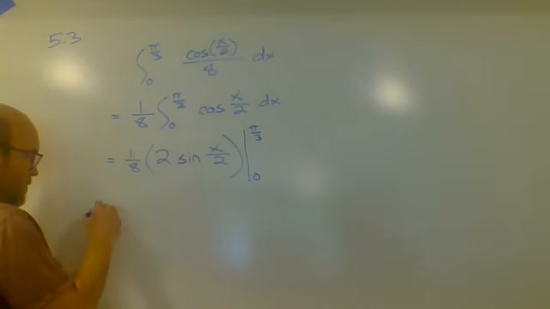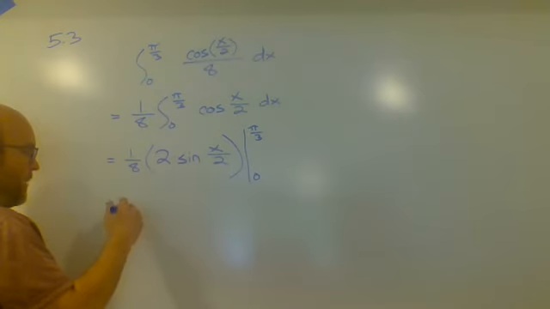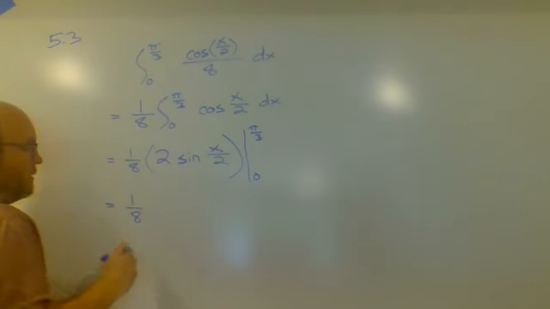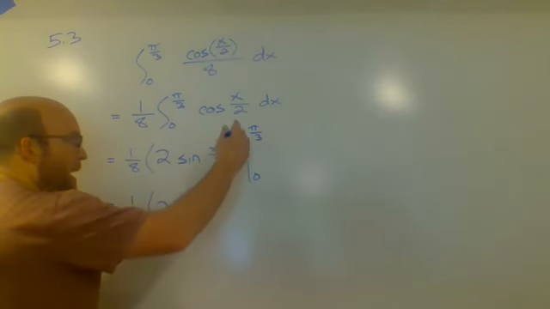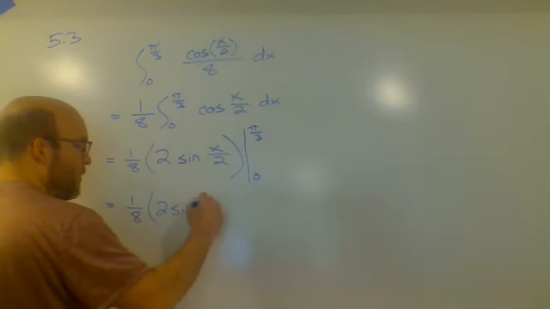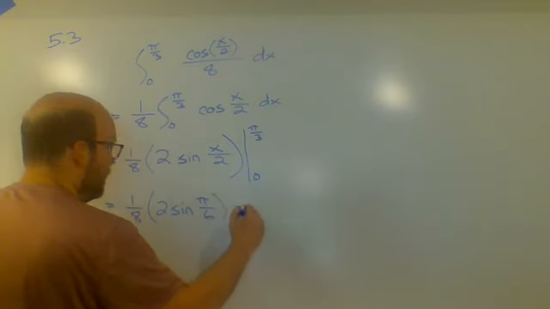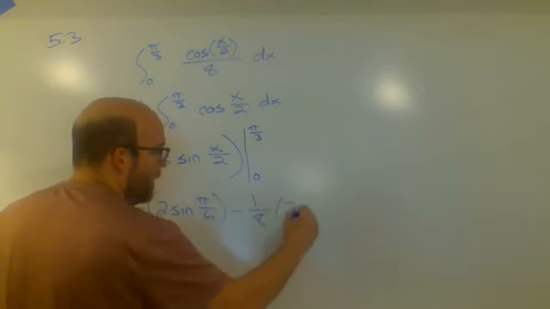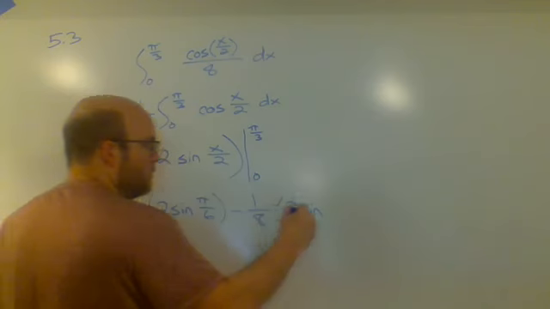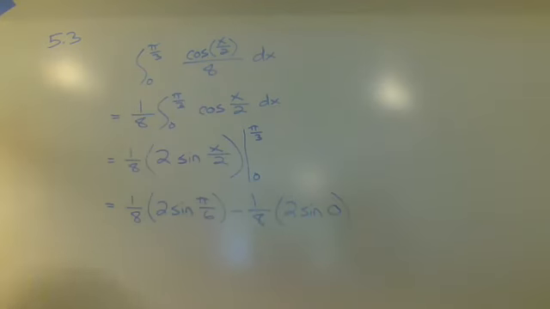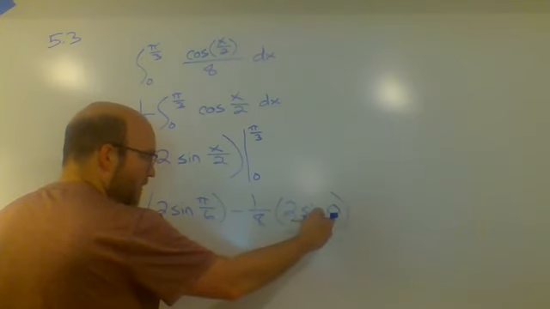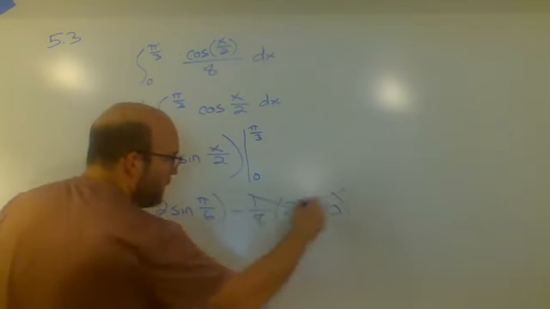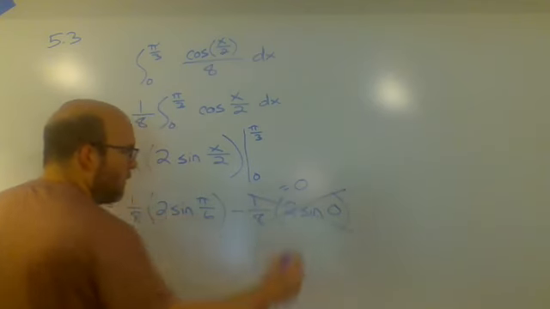And so finally, we just have to do the evaluation. So we're taking 1/8 times 2 sine of half of pi over 3. Half of pi over 3 is pi over 6. Minus 1/8 times 2 times sine of half of 0, which is 0. And just always be careful here, because remember that if we're working with cosine, cosine of 0 would not disappear, but sine of 0 does. Sine of 0 is 0, so 2 times 0 is 0, 1/8 times 0, that's all 0 again, so we can just ignore all that.